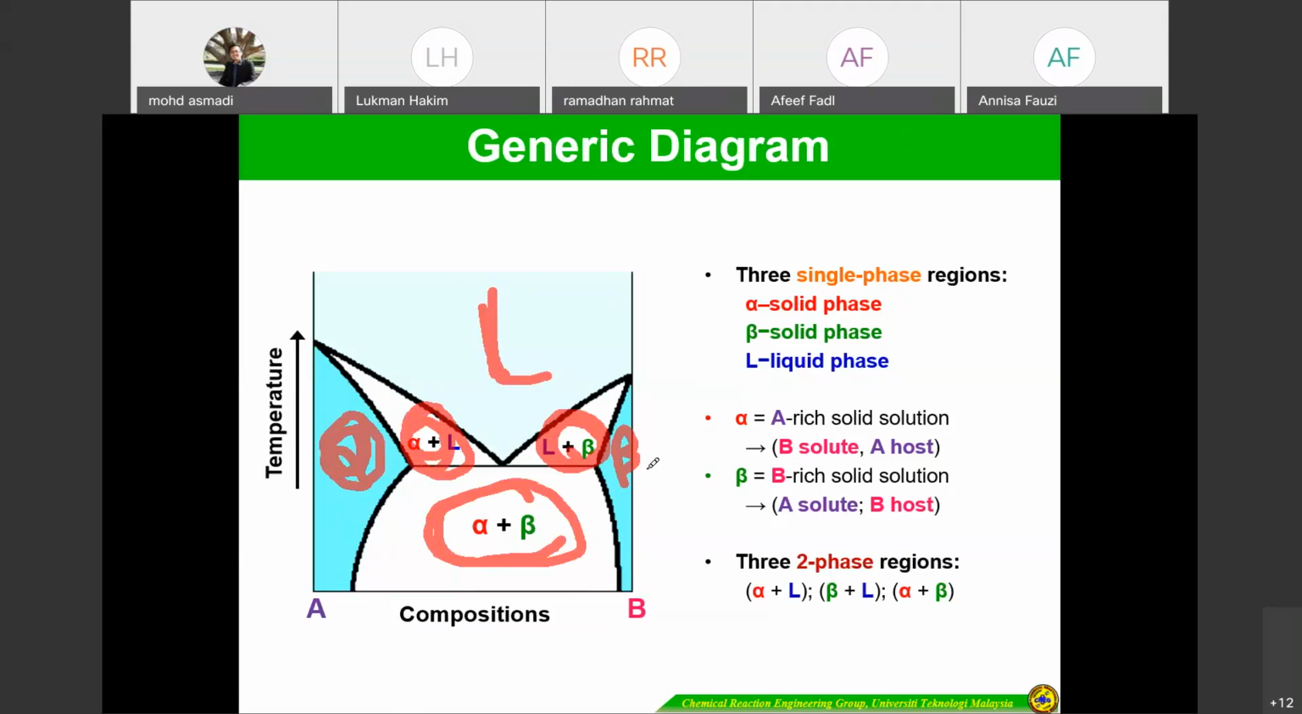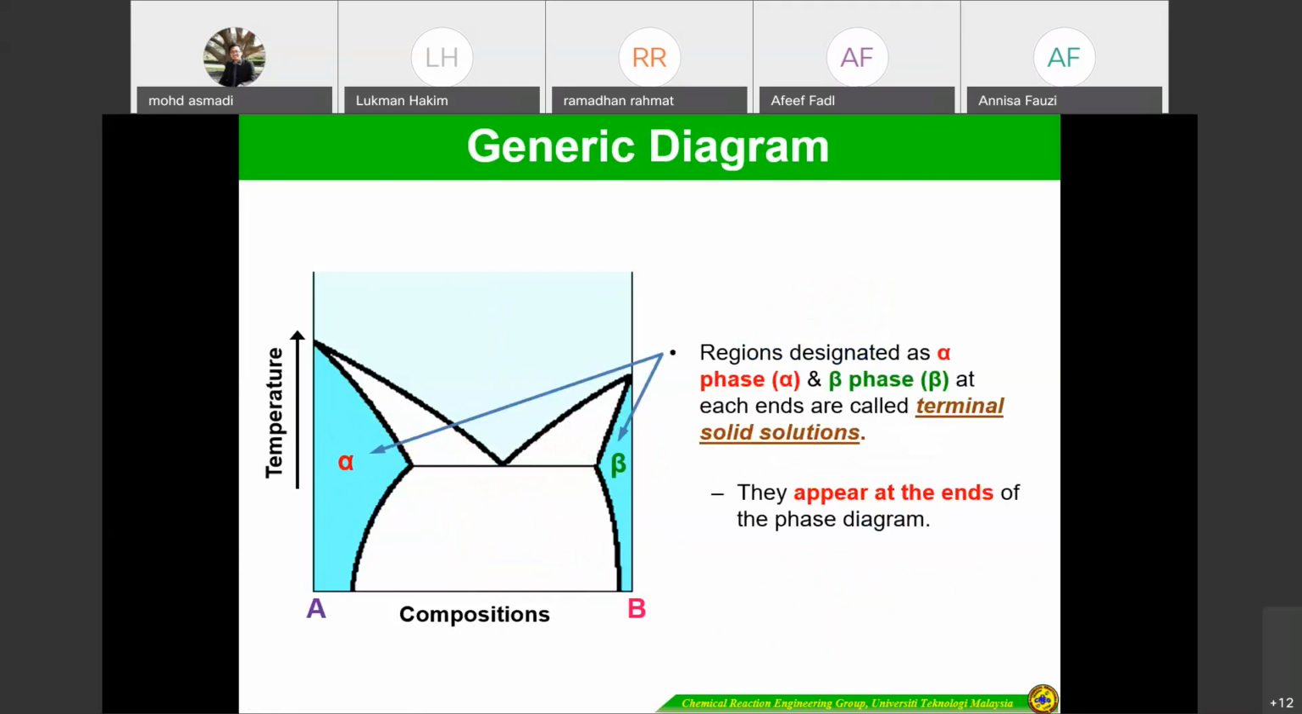Similarly also for beta. And this one is for liquid and beta, liquid and alpha. So they also have a two-phase region, but this one is not 100% solubility. So you have to remember that, right? And this one we designate as alpha and beta on the left-hand side. We call it a terminal solid solution, which appears at the end of the phase diagram.